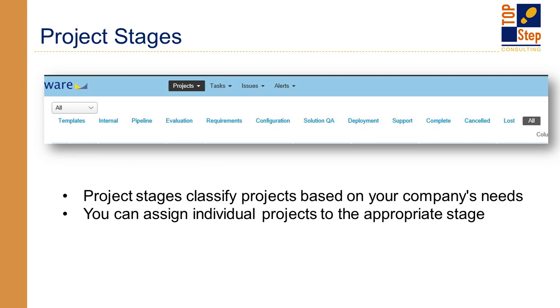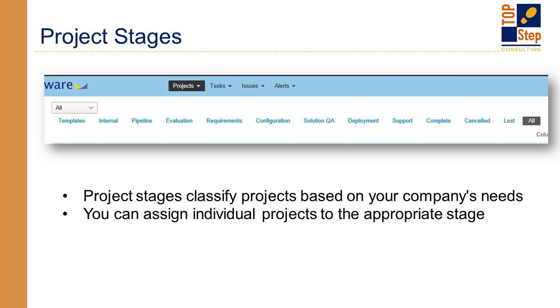The next I'm going to talk about is project stages. Now, project stages help classify projects based on your company's needs. So, for example, you may create stages similar to that you see here called pipeline, requirements, configuration, active, closed, lost, internal, whatever aligns with your business needs. And after you've created the stages, you can assign individual projects to the appropriate stage on the project properties page.